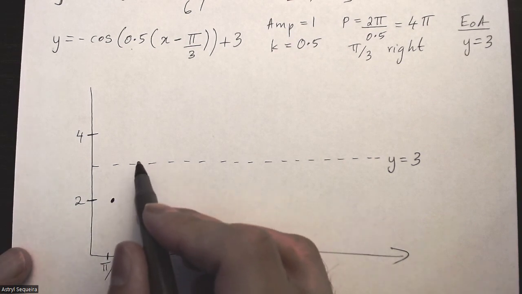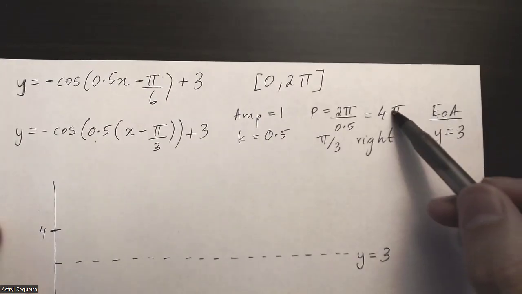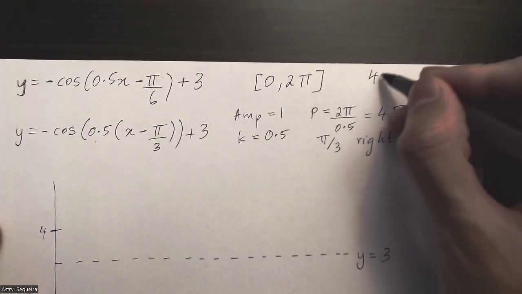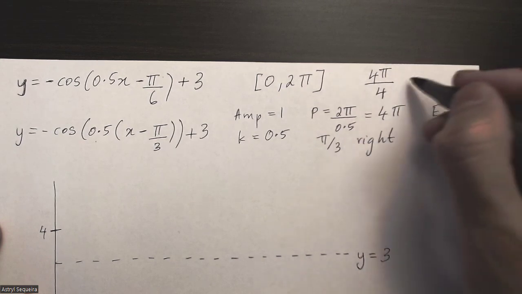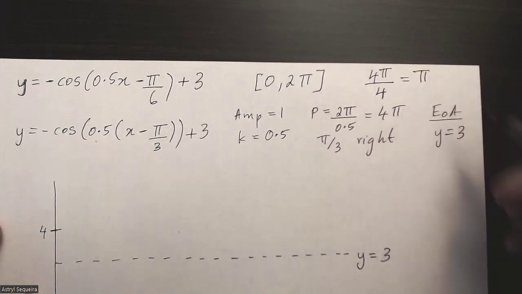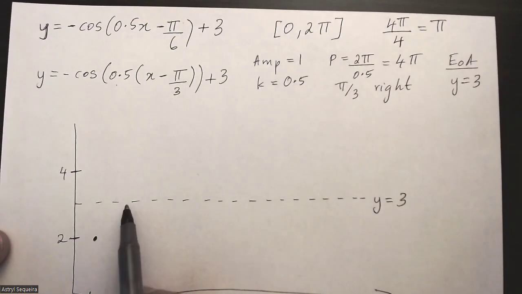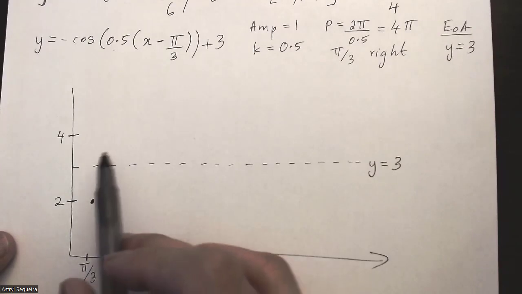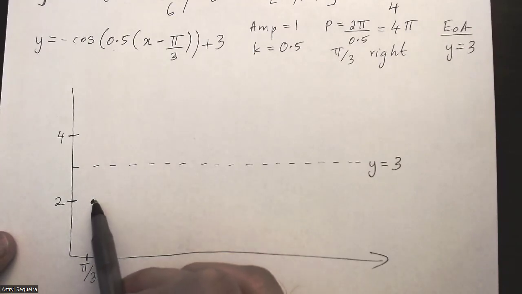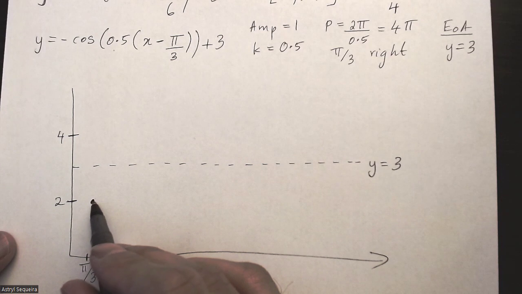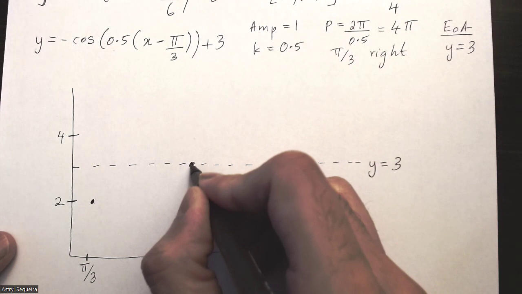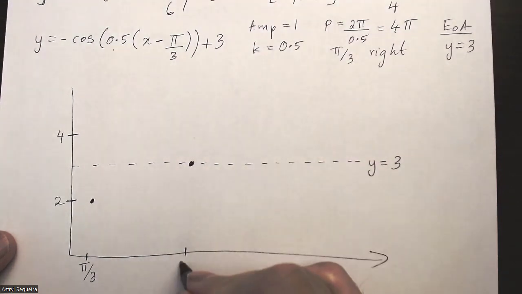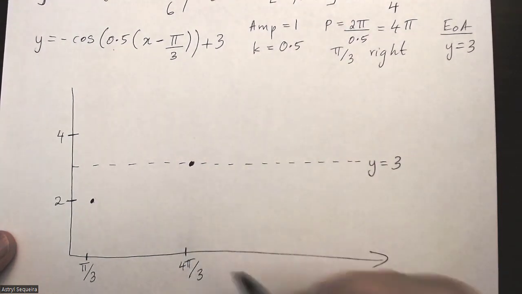My next key point is going to be an axis point, but to figure out the x value of that axis point, I'll always take my period and divide it by 4 for a cosine wave. So 4 pi divided by 4 is pi, which means my next key point, which is the axis point, is going to be a distance of pi away from this one. So if I do pi plus pi over 3, my next point is going to be somewhere here, which is basically 4 pi over 3.